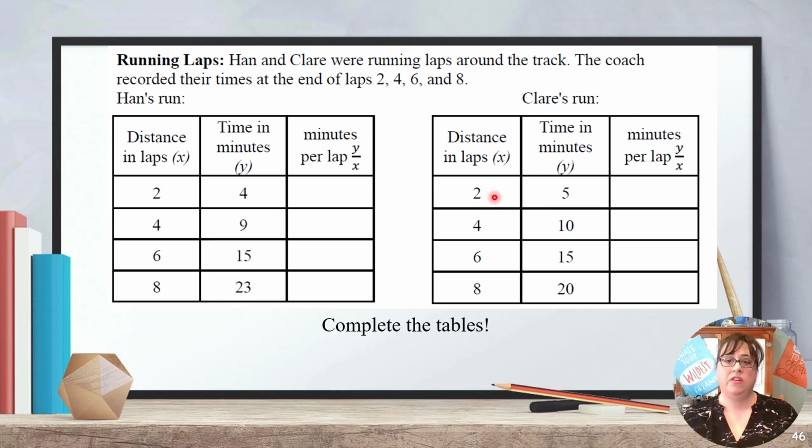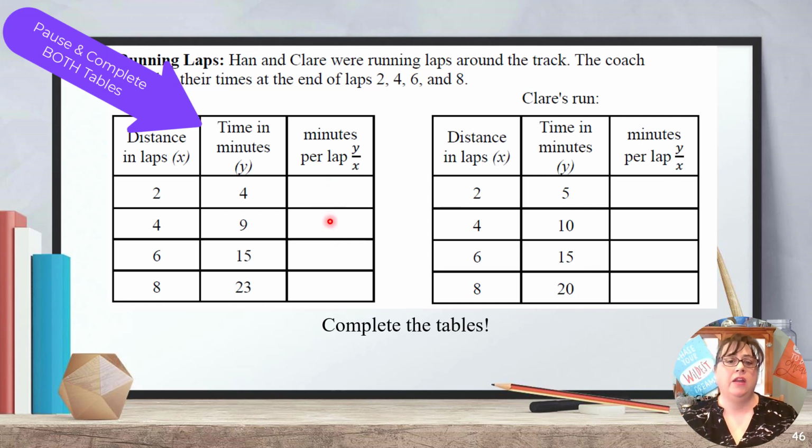Claire's run after 2 was 5 minutes, after 4 was 10 minutes, after 6 was 15 minutes, and after 8 laps was 20 minutes. And what I'd like you to do right now is we want to figure out K, or we want to figure out our ratio Y to X for each Han's and for Claire's. So I want you to pause the video and complete the table and make sure you reduce each of your ratios into the smallest fraction, and then come on back and we will compare what you have to what I have.